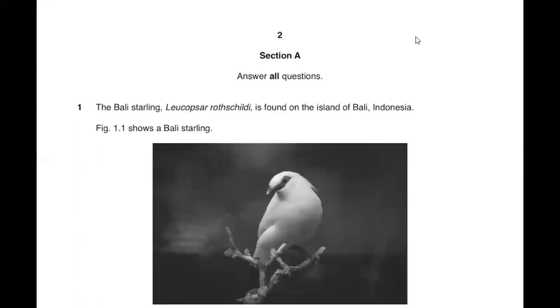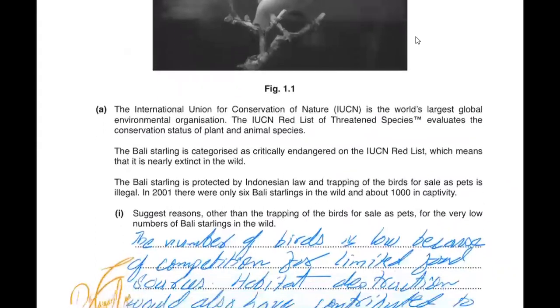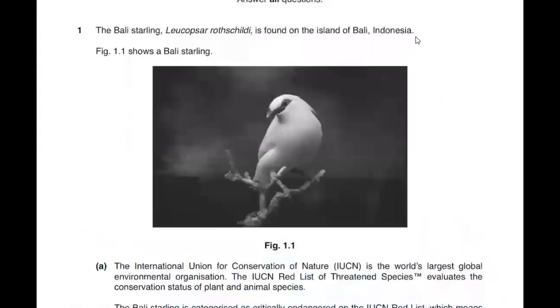This question comes from the same chapter in October 2019, variant 41. This is a very common question. They give you a photograph of an animal and they give you the name and they tell you where it's found. And this, for example, is the Bali starling. This bird is found in Indonesia.